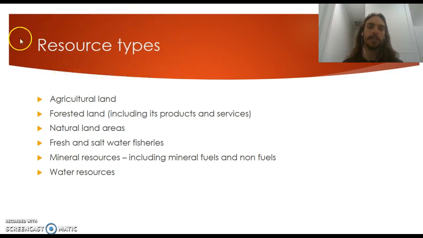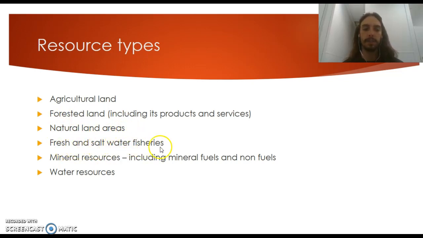We've got certain resource types here. This is pretty general, but we'll just get into it. We've got agricultural land. We've got forested land. So agricultural land, that's going to be like farmland, any land that humans change, basically, or use to their advantage by changing it. Then we've got forested land, which includes its products and services, like wood, timber, paper, and social services, like being able to hike around in a forest, that type of stuff. We've got natural land areas. So this is kind of like wilderness areas, national parks, national monuments, stuff like that.